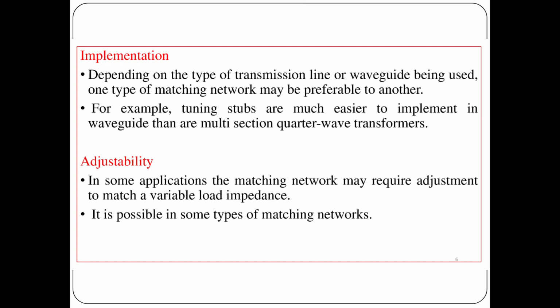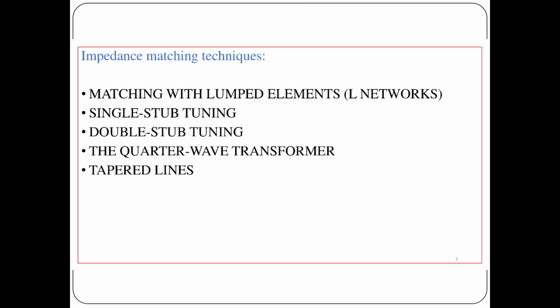Implementation. Depending upon the type of transmission line or waveguide being used, one of the matching networks may be preferred over the others. For example, a tuning stub may be easier to implement in waveguide than a multi-section quarter wave transformer. Adjustability. In some applications, a matching network may require adjustment to match a variable load impedance. This is possible in some of the matching networks.